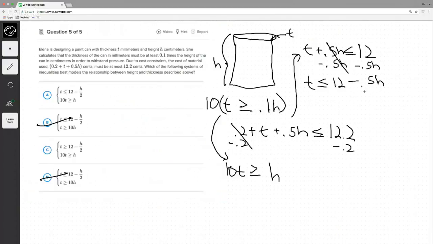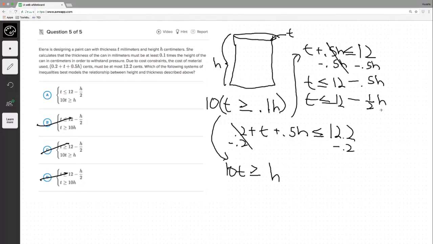This is basically it. You can probably already tell which one is the answer because t is less than or equal to, not greater than or equal to. But look, it's the same: 12 minus h over 2. The only reason they've made this a more difficult problem is they again get rid of that decimal. You just got to be able to recognize that 0.5 is the same as 1/2, right?